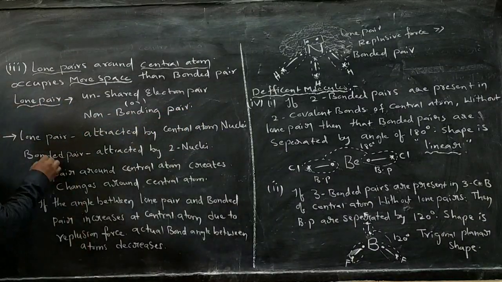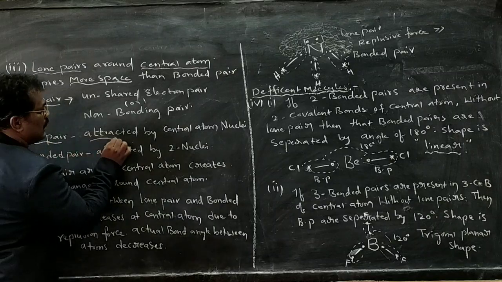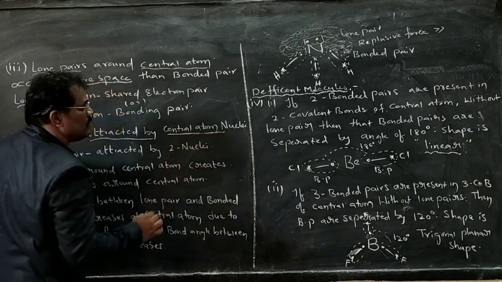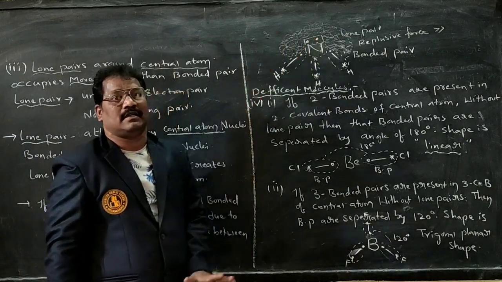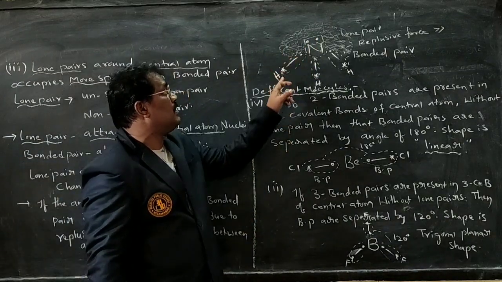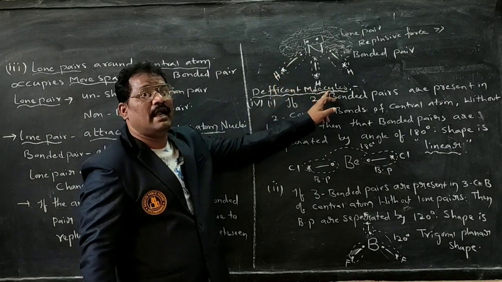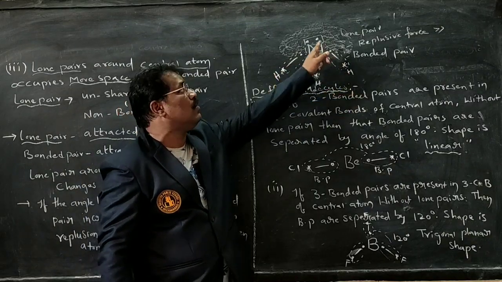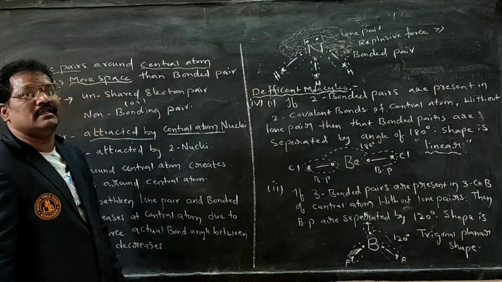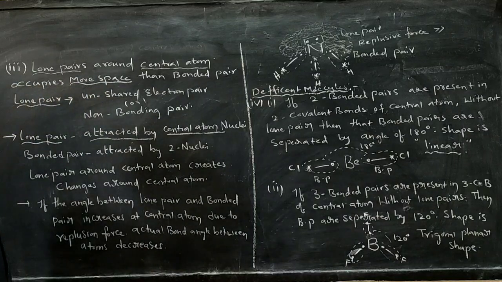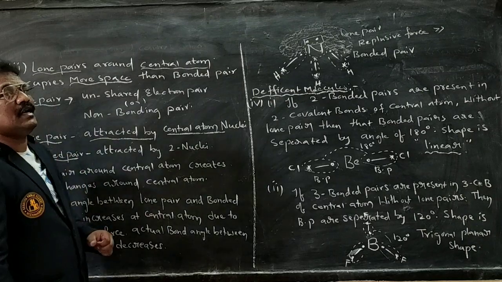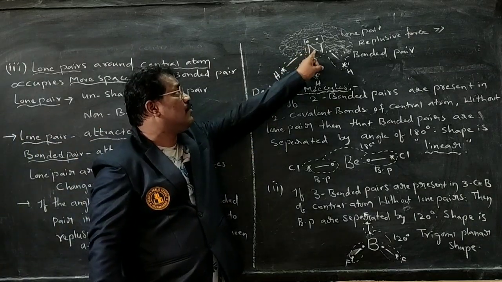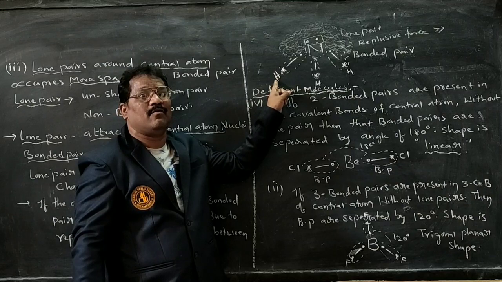Coming to lone pairs. Lone pairs are attracted by the central atom nuclei only. They are not attracted by hydrogen nuclei. When it comes to a bonded pair, bonded pairs are attracted by the central atom nuclei as well as the hydrogen atom nuclei.